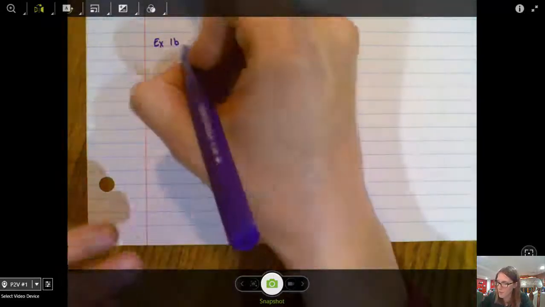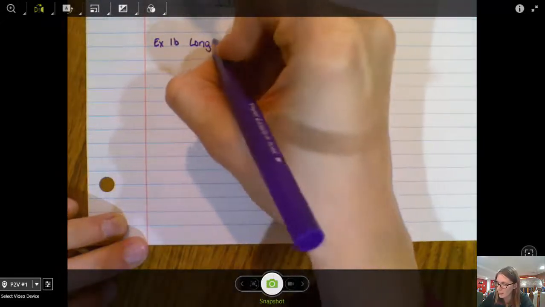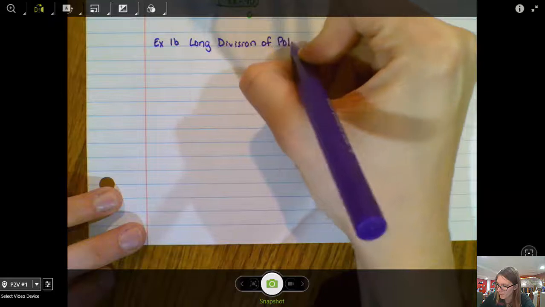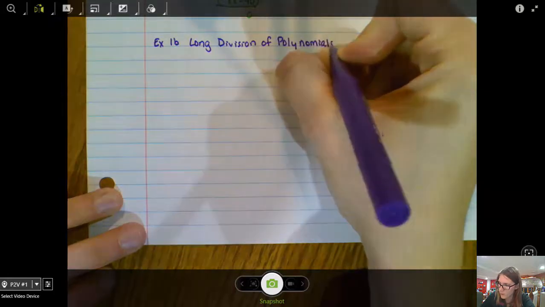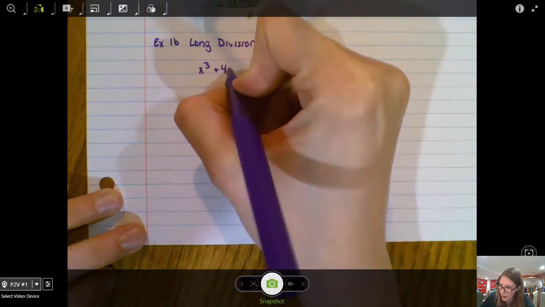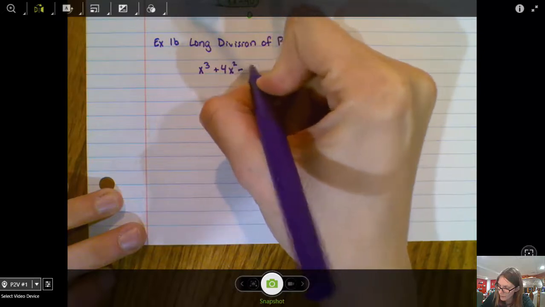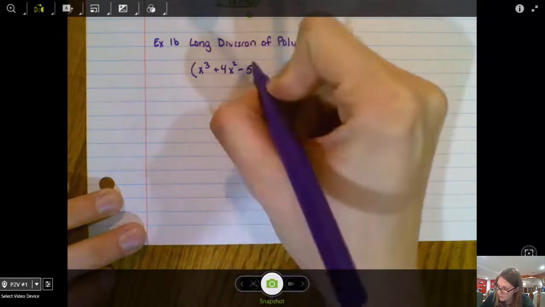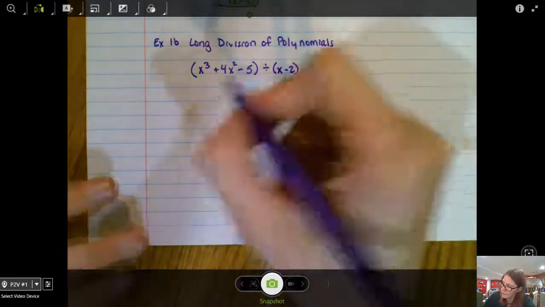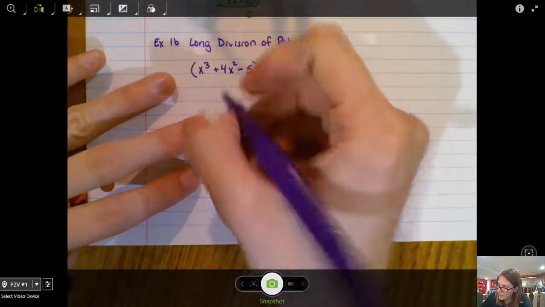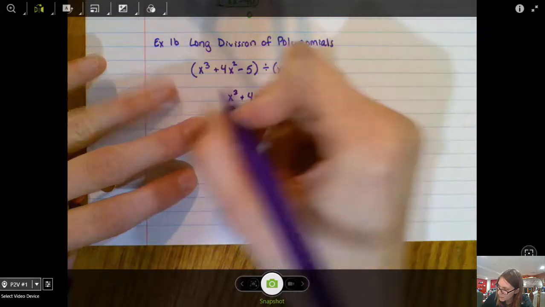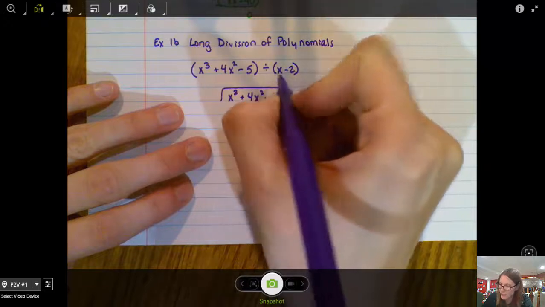Another example of long division with polynomials here. Example 1b. Let's do x to the third plus 4x squared minus 5 divided by x minus 2. Okay, and just like before, whatever comes first goes underneath my division bar. This x minus 2 is going to go up front.